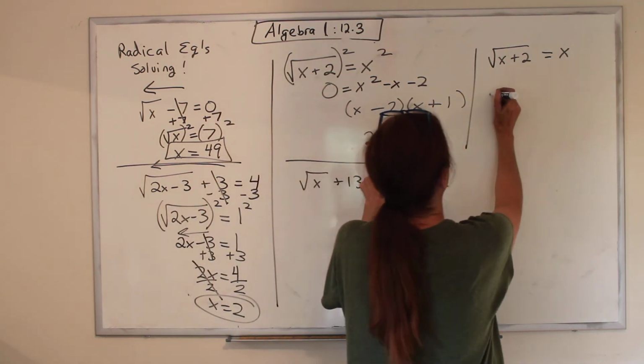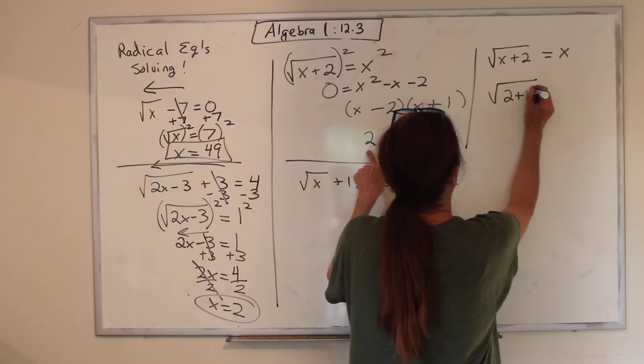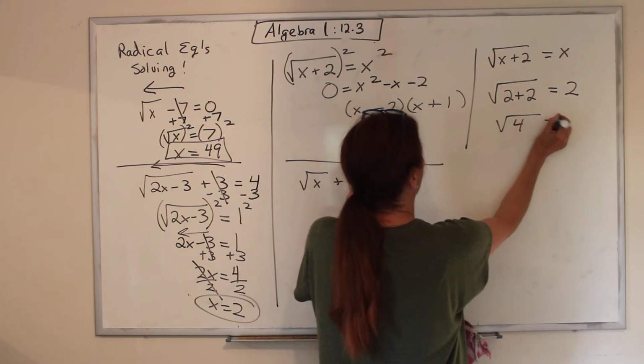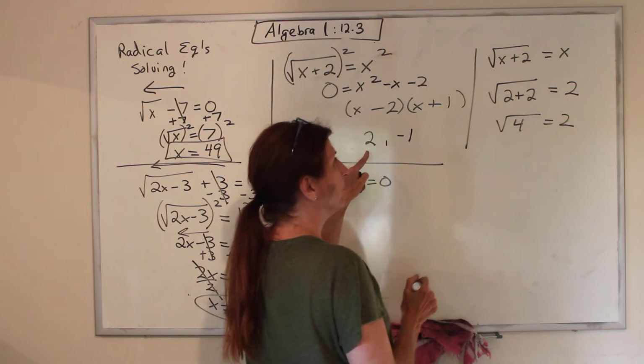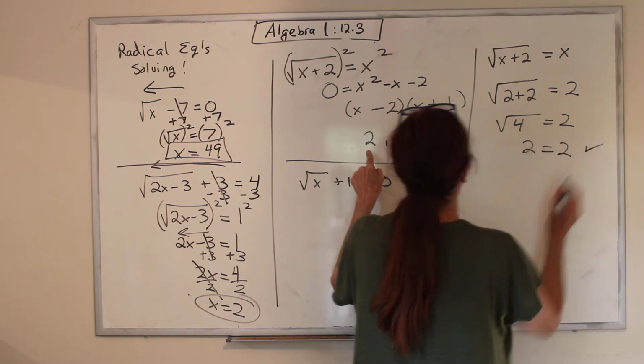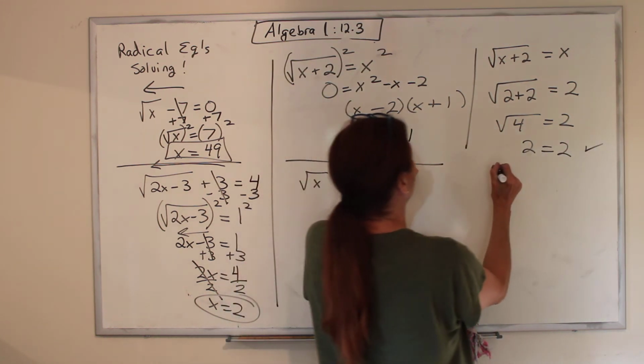Well, let's try the 2. Square root of 2 plus 2 equals 2. Square root of 4 equals 2. That's pretty good. That seems right. Square root of 4, 2 equals 2. That one's okay. Let's try negative 1.